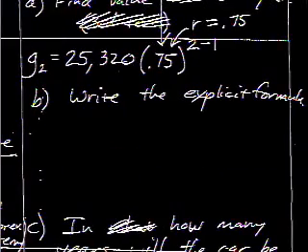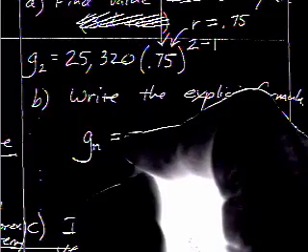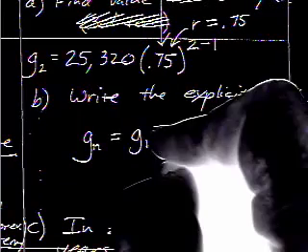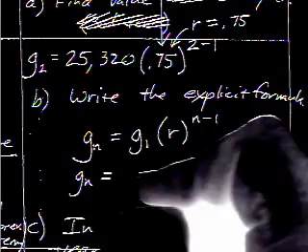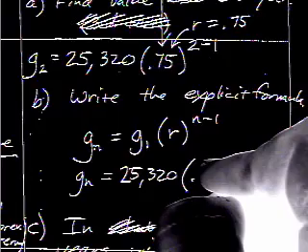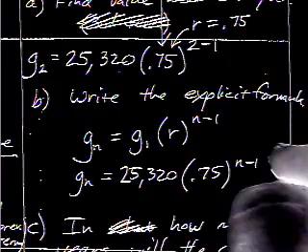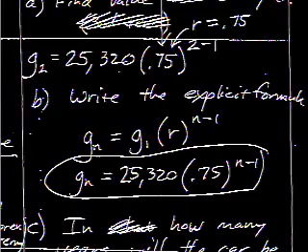Write the explicit formula. Well, we kind of used the explicit formula in the last question. So g sub n is equal to g sub 1 times r to the n minus 1. In this particular case, g sub n equals 25,320 times 0.75 to the n minus 1 power. That's really what they were looking for in this particular question.